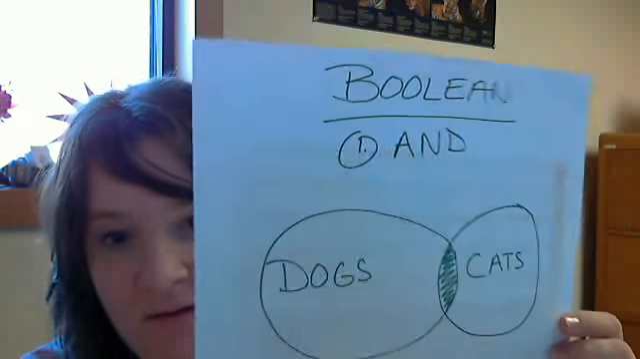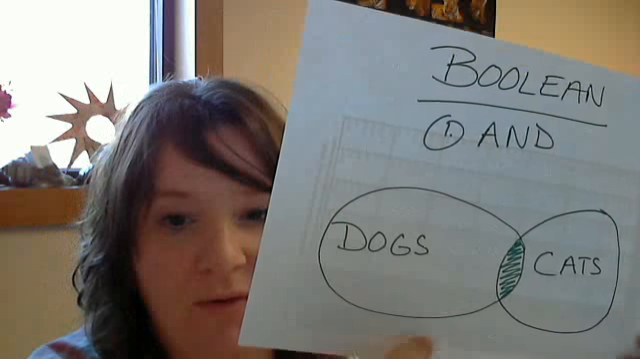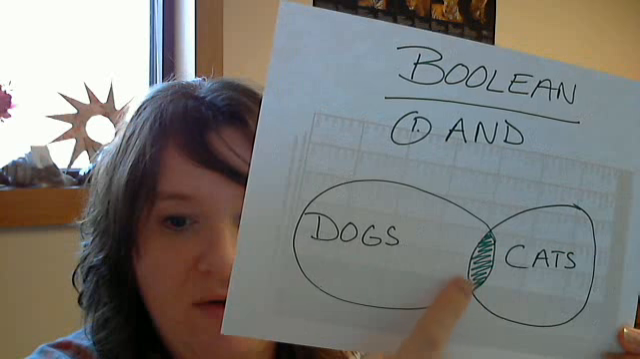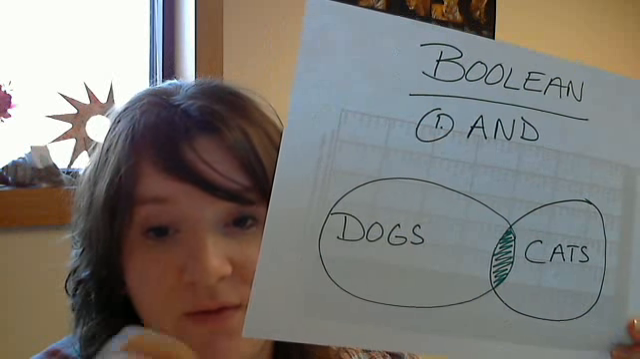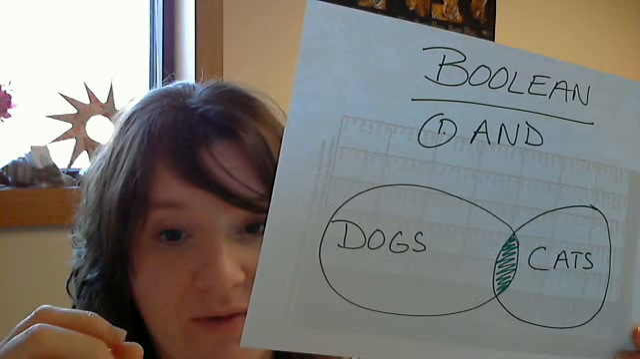Okay, so that's truncation. The next thing we want to do is talk about Boolean. Boolean logic is three words, and it's and, it's or, and it's not. Okay, so if I start with and, if I say and, what I'm saying is I want articles that have to do with dogs and cats. So everything where those circles overlap is where I'll find the articles. So only articles that have to do with dogs and cats are what I'm going to get with a search that says dogs and cats.